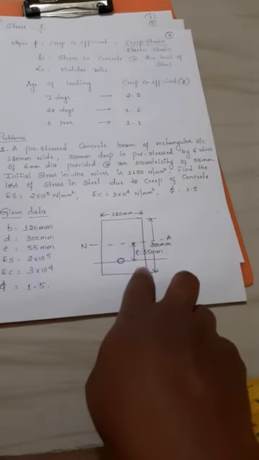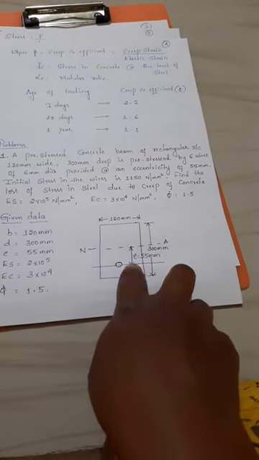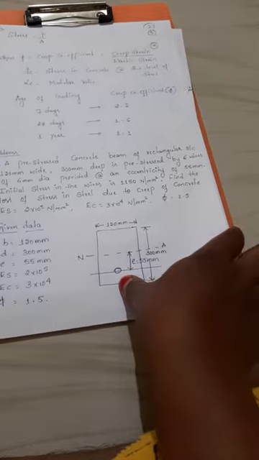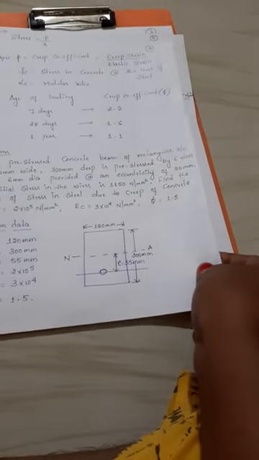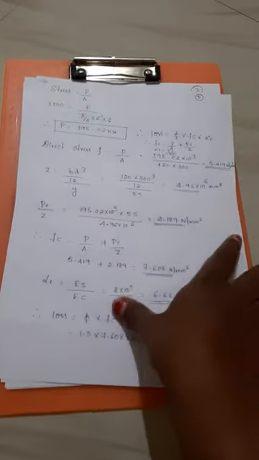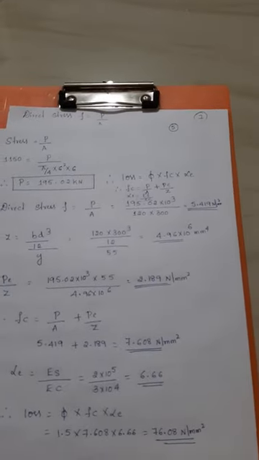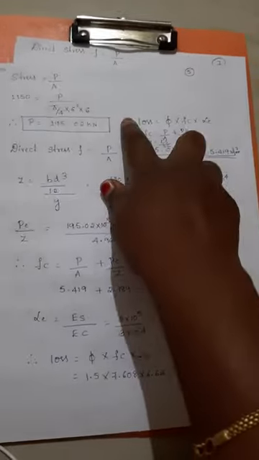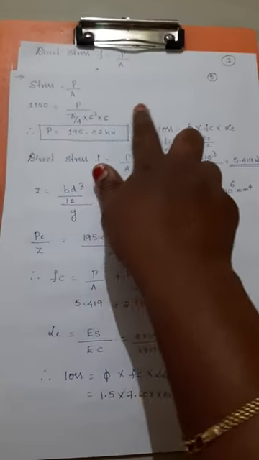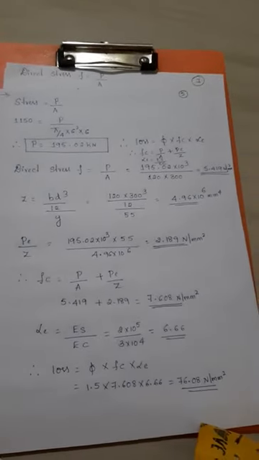Write down the rectangular section with all the dimensions. Next, first calculate your stress. Stress is P by A.